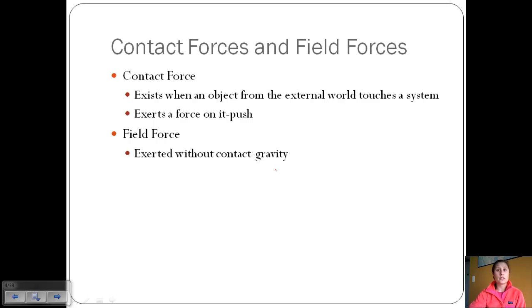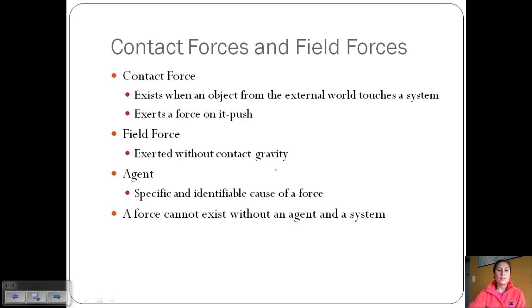The other type of force is a field force. This is exerted without contact. So gravity is an excellent example of a field force. Air resistance could be another one. When we're talking about forces, we have the agent, which is the specific and identifiable cause of the force. So either a contact force or a field force would be considered an agent. A force can't exist without an agent and a system. So you have to have a cause of the force, and you have to have something on which the force is being applied.